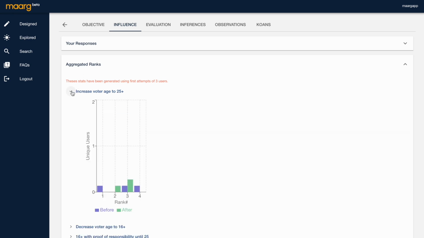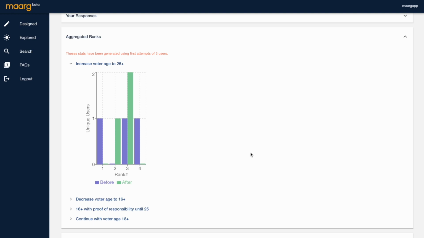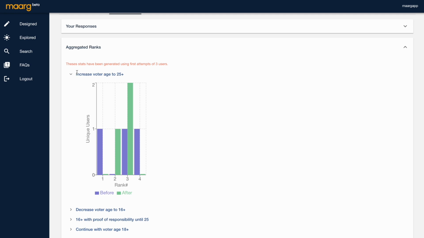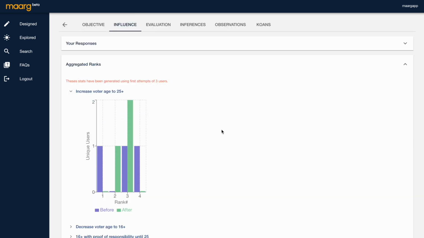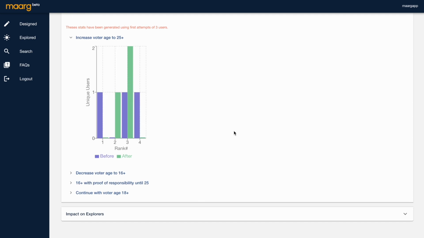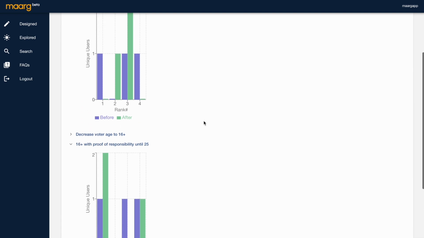These are the aggregated ranks. Remember, the ranks are scored. We have discussed in the reader session that the ranks are basically calculated with the scores. The higher the score, the better the rank is. So in this particular ranking, this option which says increase voter age to 25, it looks like there was one user who had this option. For that user, this rank was 1 before they read the Maarg, and then after they read the Maarg, this went away. Similarly, the number of users and how their ranks changed before and after reading the Maarg is indicative of how the author has been able to influence not just the one argument which they were shooting for, which is this one, but all the other outcomes as well.